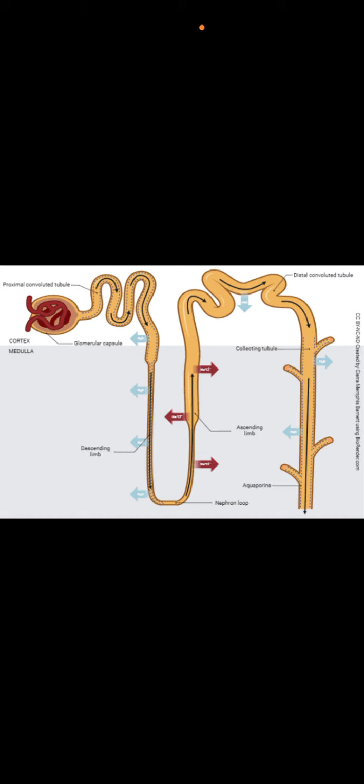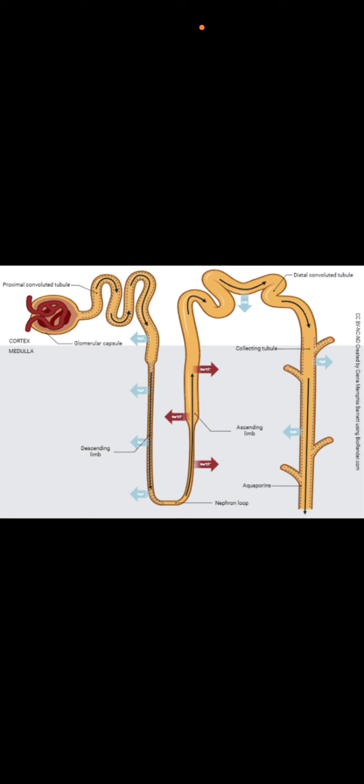The functional unit of the kidney is a nephron, and it begins in the renal corpuscle, which consists of the glomerulus and the glomerular capsule. The glomerulus filters blood, allowing water and smaller solutes to pass into the capsule, while holding back the cells and large proteins. This is called filtrate.